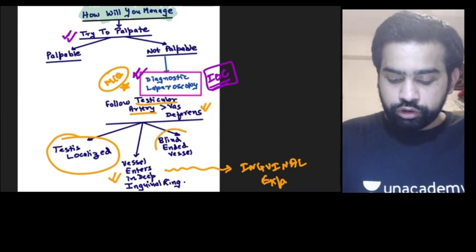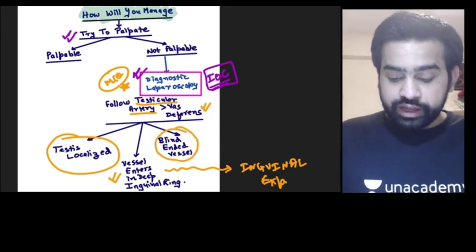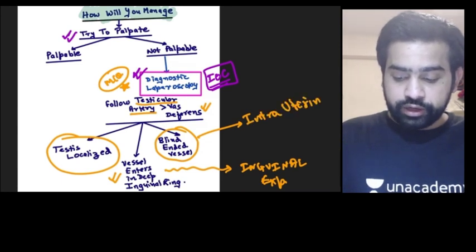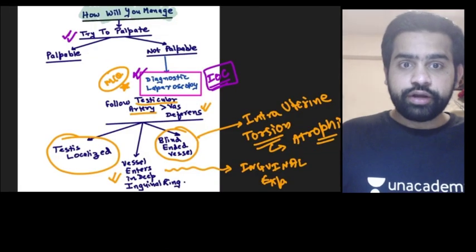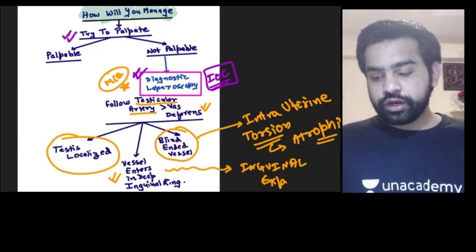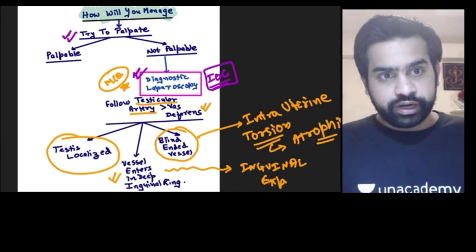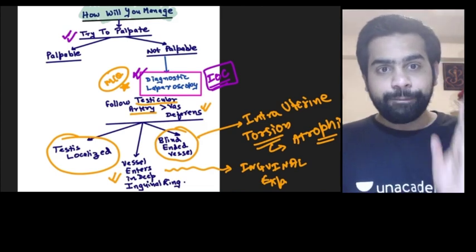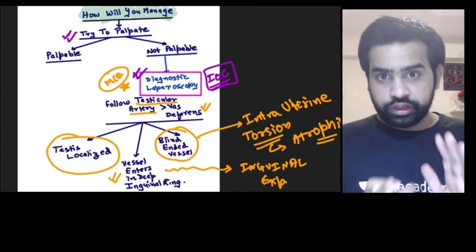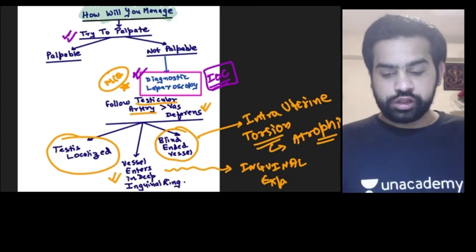And lastly, if you have a blind-ended vessel, it means that there was some intrauterine accident, intrauterine torsion, and because of that you have got an atrophic testes. So this basically indicates that you have an atrophic testes. I hope you get this particular point. So this is how you will manage a patient of an undescended testes if you are not able to palpate that particular testes.